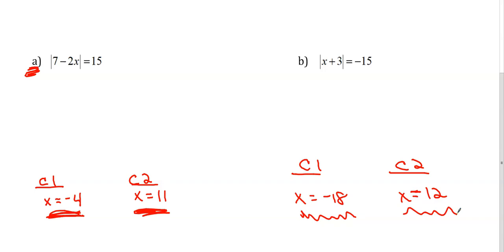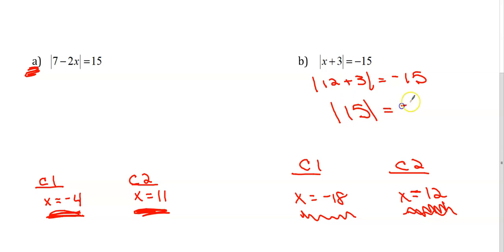Well, when you came to B, if you got x equals -18 and x equals 12, good for you, but you got tricked. Because I'm going to check 12 just to see. And when I plug 12 into my equation, I've got to do the addition first. And I end up with the absolute value of 15 equals -15. Well, the absolute value of 15 is 15. And 15 does not equal -15. So that tells me my answer is wrong. Well, what the heck did I do wrong?